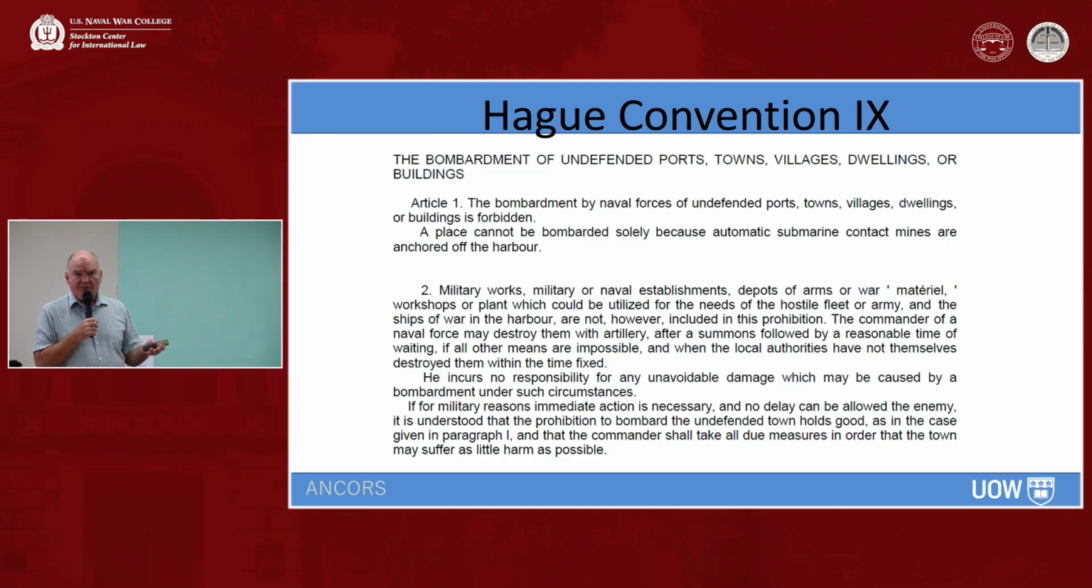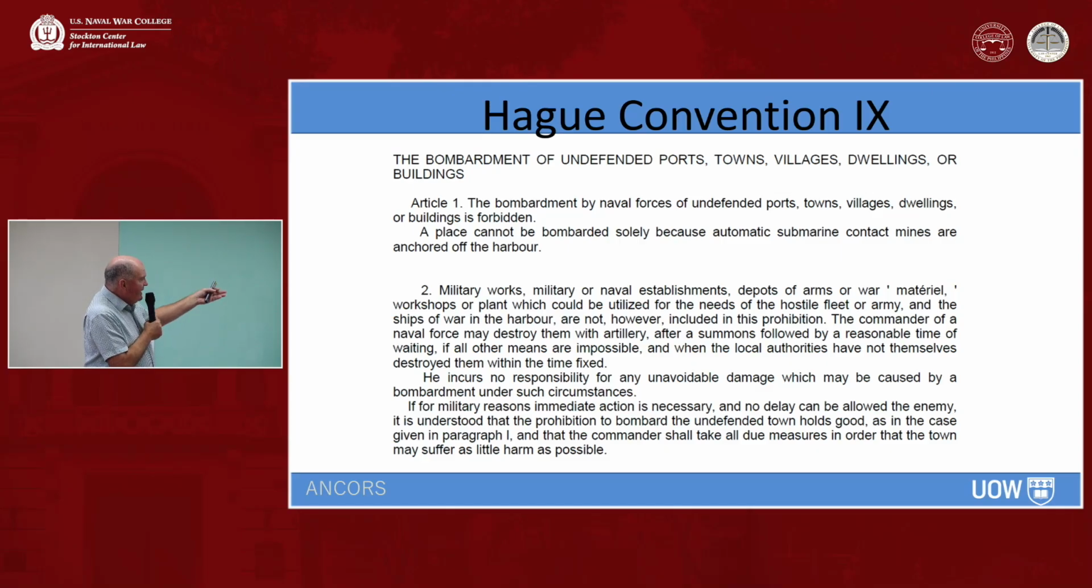That makes a lot of sense. We've talked about resources being finite. Militaries don't have unlimited resources available to them. You can see from Article 1 already there's reference to mines, naval mines, and just simply because those naval mines were in the immediate environment, is not a basis for bombarding a port, town, village, etc.